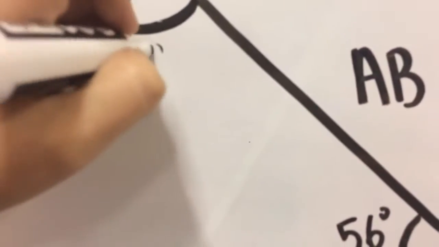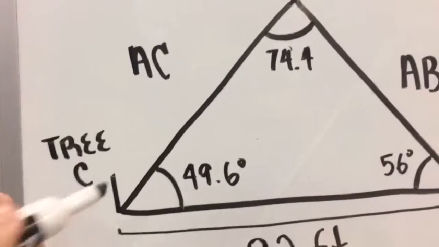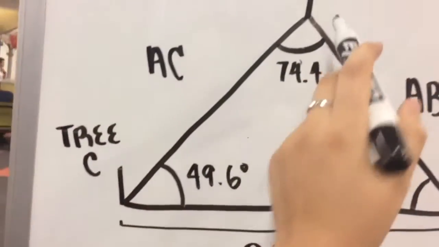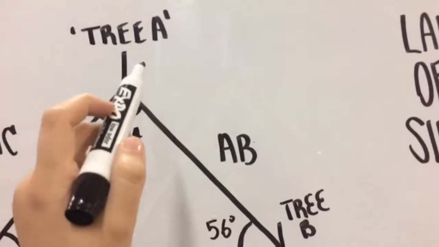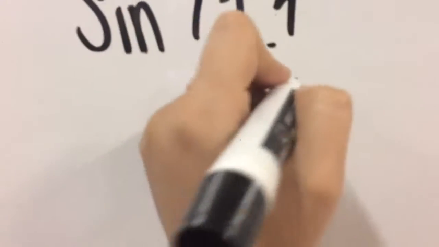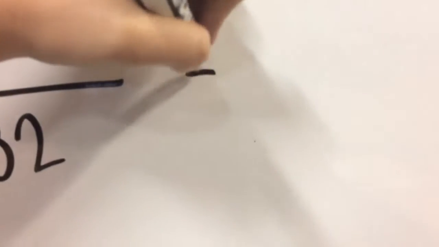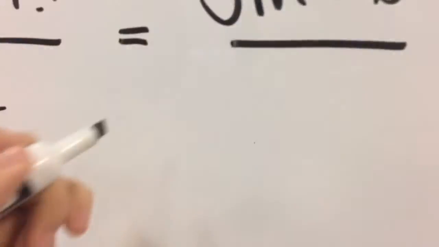So, with this knowledge, using the law of sines, we're able to find the length of AC, which is the distance between tree A and tree C, and AB, the distance between tree A and tree B. So, sine 74.4 over 82 is equal to sine 56 over AC.